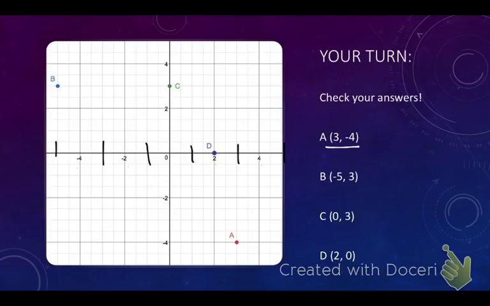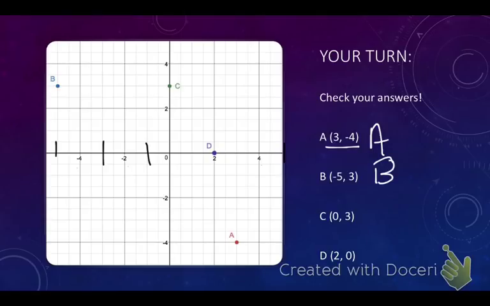All right, so we need to realize our points here. So we're going to go over 3 to the right. 1, 2, 3. All right, and then I'm going to go down 4. So again, all the way down to -4. So A is the first ordered pair. All right, to get to -5, 3, got to think the same thing. Got to go to the left 5 and up 3, which is going to be B.